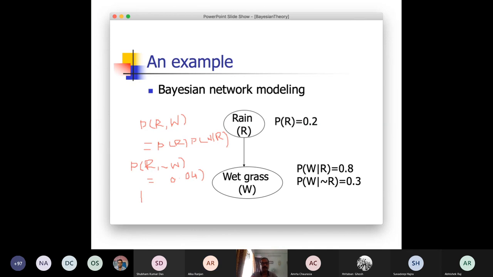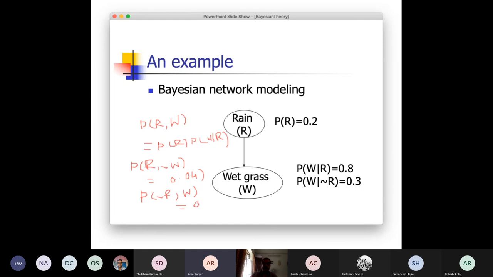What is the probability of not R and W? Is it the same? It should not be the same, no? What is the probability of not R? 1 minus the first one, that is 0.8. The probability of not R is 0.8 multiplied by the probability of W given not R, which is 0.3. So it is 0.24.